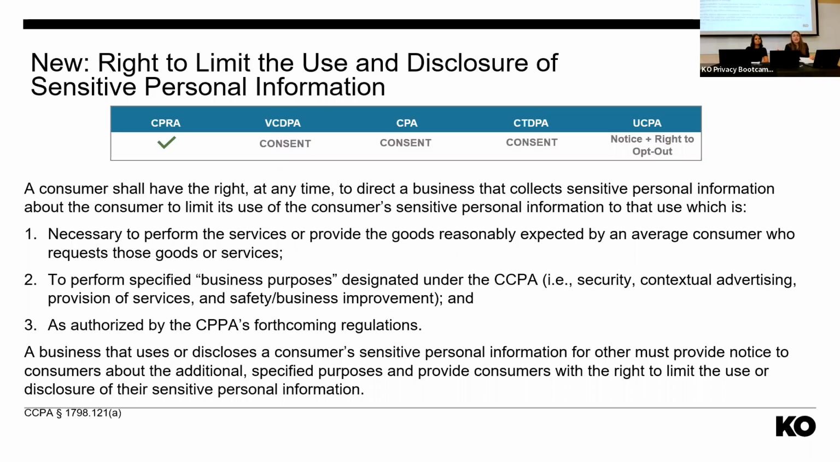Another one that we've talked about a lot today already in the other sessions is this right to limit the use and disclosure of sensitive personal information. So that is what the right is in California. In Virginia, Colorado, and Connecticut, it's actually an opt-in, right? So you have to get the consumer's opt-in consent to collect their personal information in the first place. And then Utah is a little bit different than everybody else. They just say if you're collecting sensitive personal information, you have to give notice and also inform the consumer of their right to opt out of the collection of sensitive personal information.